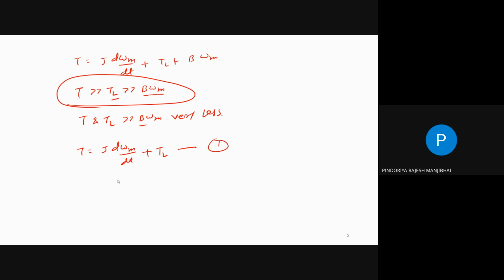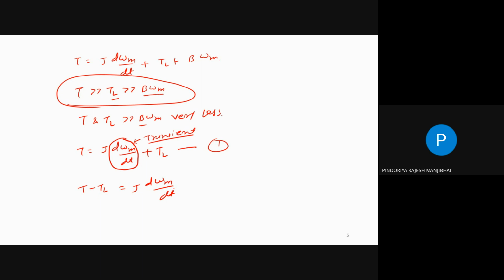Okay. Now we have to calculate the energy losses during the transient operation. What is the transient operation component? d omega by dt, that is your transient operation. So we can say T minus TL equal to J d omega m by dt. Correct? Any confusion so far? No, sir, not till now. Okay. So now we have the equation T minus TL equal to J d omega by dt.